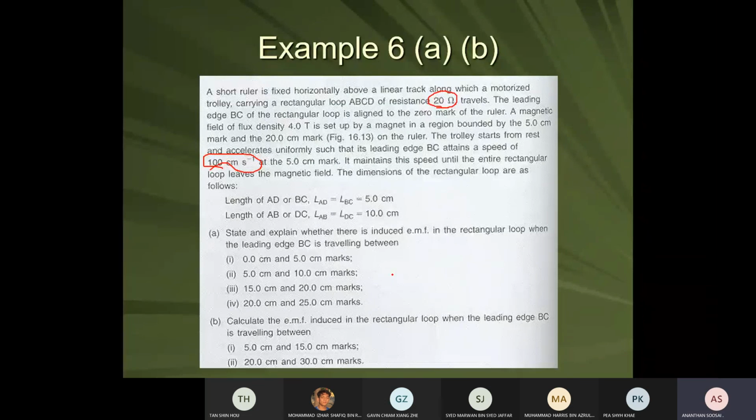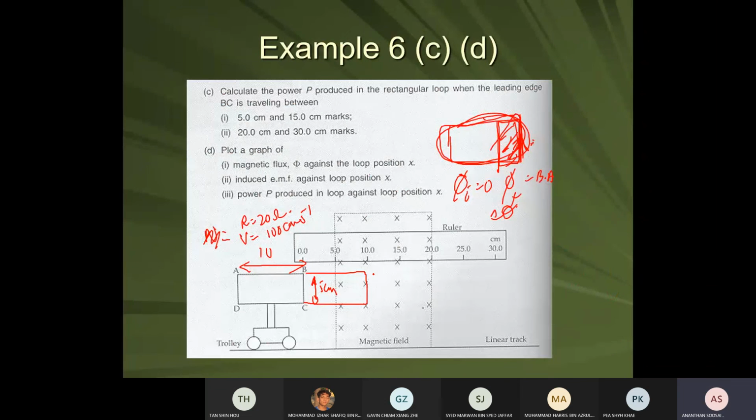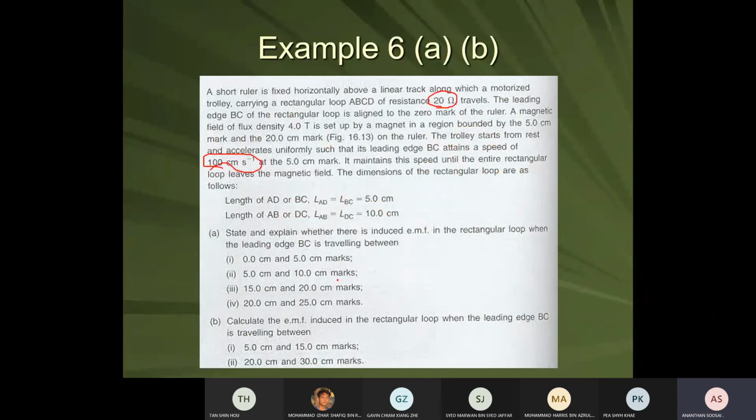Okay, now the question is, how much the induced EMF will be from 5 to 10? So B dot A minus the 0 over the time. Okay, we come to that later. Okay, now we go to the next one.